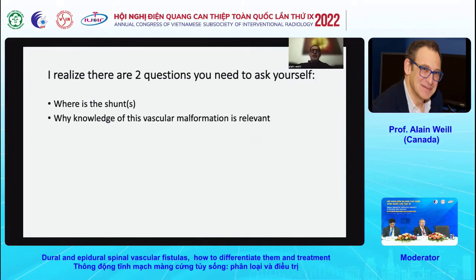After looking at this case, I realized that there are two questions you need to ask yourself. The first one is, where is the shunt? And the second, why knowledge of this vascular malformation is relevant.